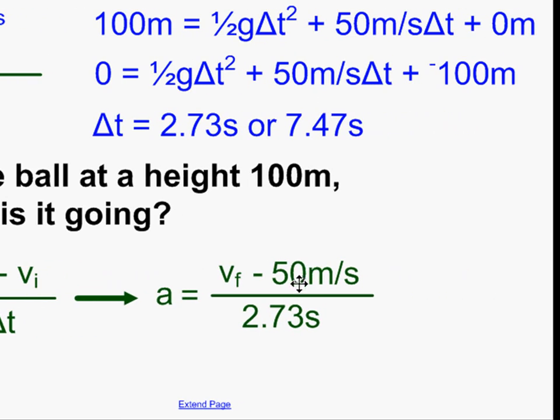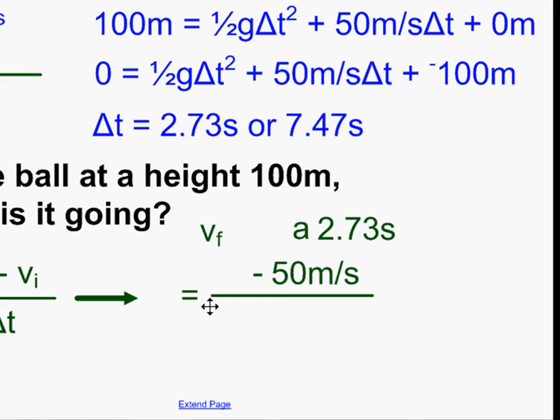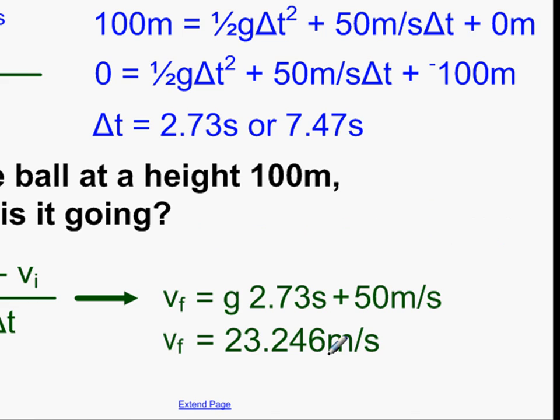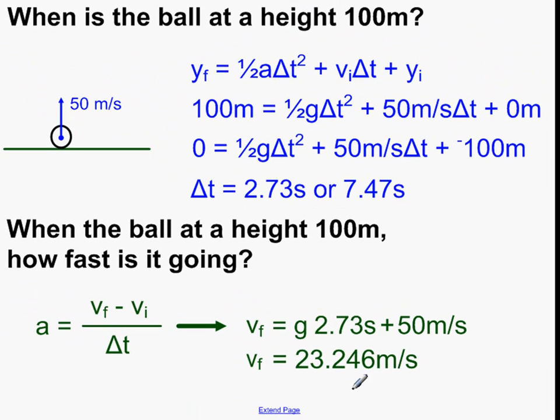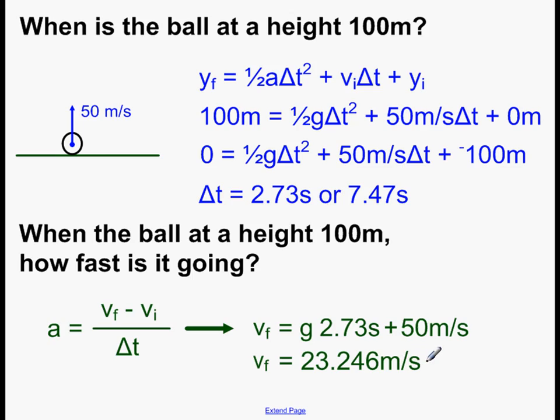So this equation needs to get rearranged a little bit in order to solve it. Basically, we're looking for final velocity. That's going to equal the acceleration times the time, and we're going to not subtract, but actually add the 50 meters per second to this part right here in order to get our answer. Put a nice little blue plus sign in there. So we get this equation here: final velocity equals g times 2.73 seconds plus 50 meters per second. If you solve that, the g here is actually a negative number, don't forget. So that negative number times 2.73, adding that to the 50 meters per second, we get the answer of 23.246 meters per second.